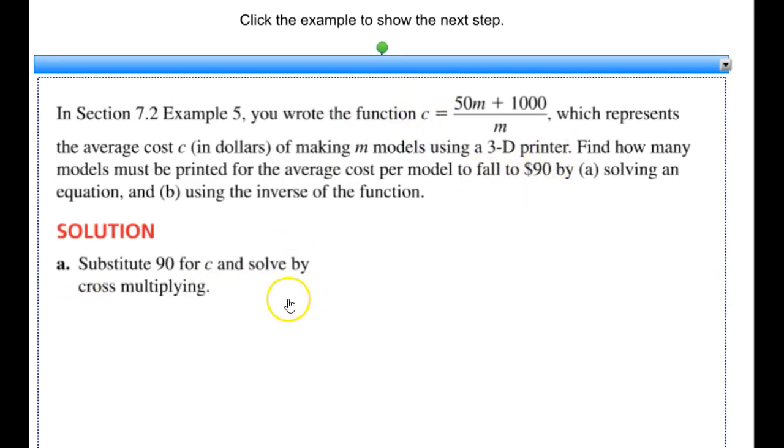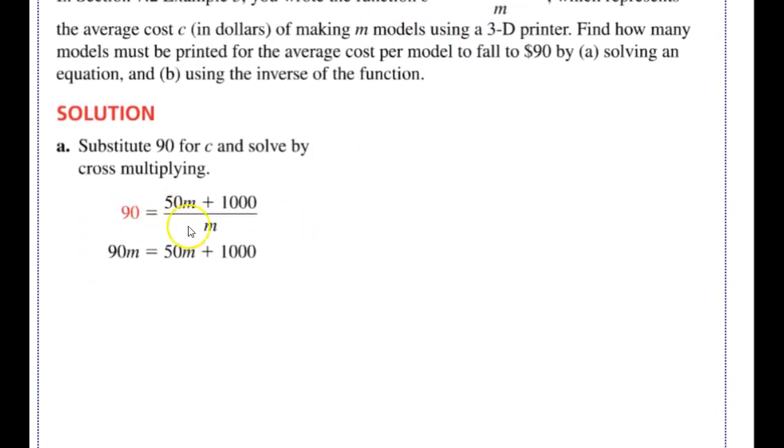So I set that for C, and then I solve by cross multiplication because I have one rational expression on the left and one rational expression on the right. So I write it out. I end up with 90 times m equals 50m plus 1,000. So then I can just subtract my 50m from both sides and divide. So my m would have to be 25.